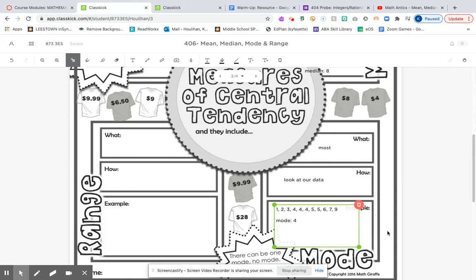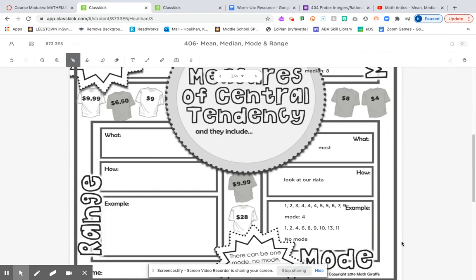All right, let's see if I did another one. 2, 1, 2, 4, 6, 8, 9, 10, 13, 11. All right, so there's my next one. Well, what's the mode going to be for this one? I don't have any numbers repeating. I don't have any numbers that show up the most in my list of numbers. So for this one, there is no mode. Okay? And let's just move that around so we can see it. There we go.